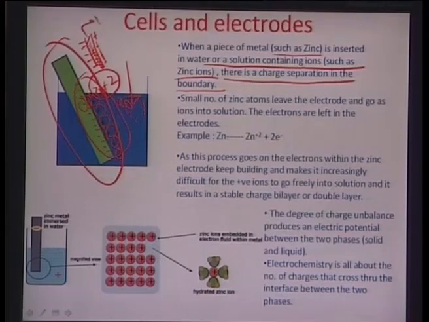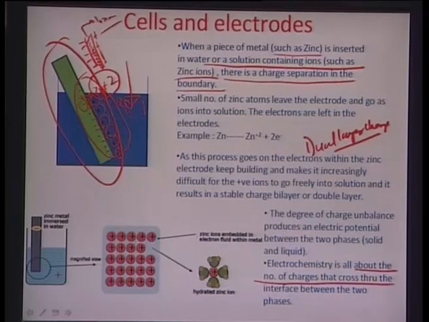Now, this layer can be as thin as about 10 nanometers, okay. But this self stopping process essentially develops something called a dual layer of charge, and all electrochemistry is essentially about the number of charges that cross through this interface dual layer between the two phases, solid and the liquid.